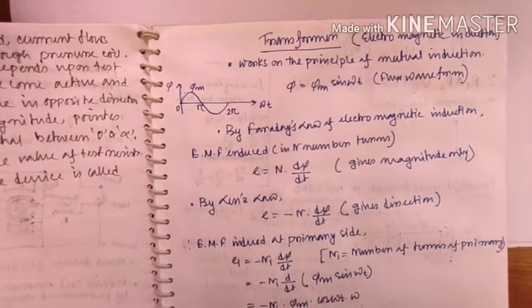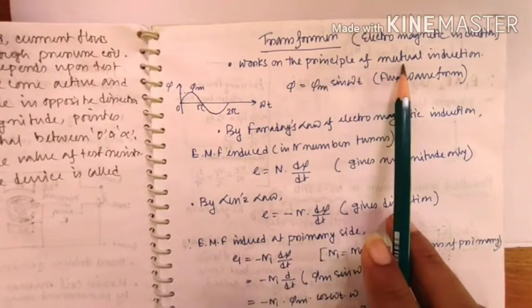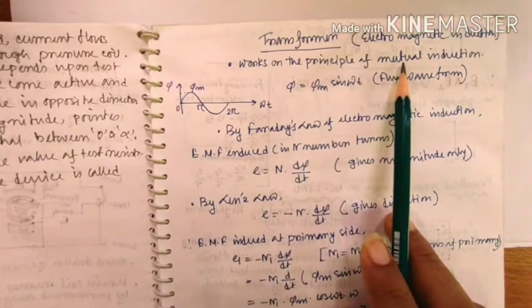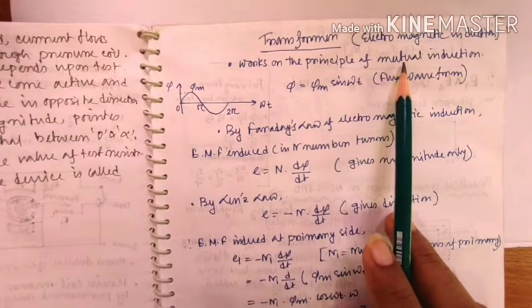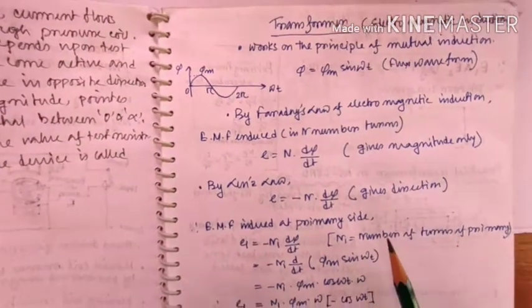We already know that a transformer basically works on the principle of mutual inductance, because everyone knows that in a transformer there are two windings. One is called the primary winding, another is called the secondary winding, and both windings are wound over a core, a magnetic material, mainly made of soft iron. This kind of construction is known to us. We are not going to explain details on that.